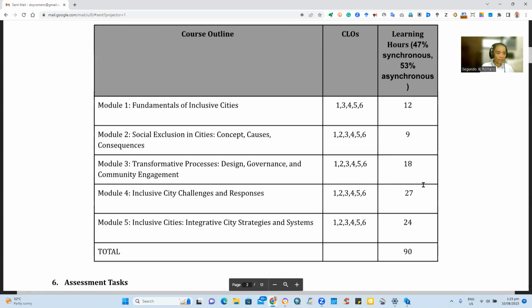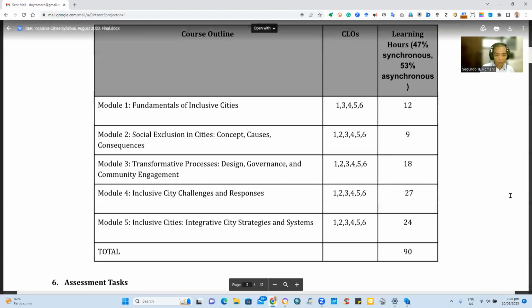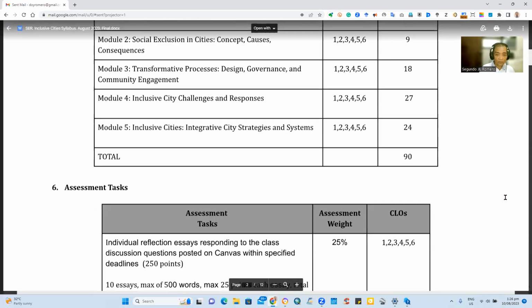Module 5, this is where we start integrating our perspectives, our knowledge, and our insights. And this is where we also present our group projects. Module 5, inclusive cities, integrative city strategies and systems. That's going to take up 24 hours. And the total for synchronous and asynchronous learning time is 90 hours.